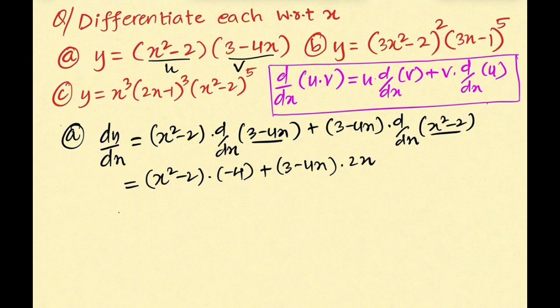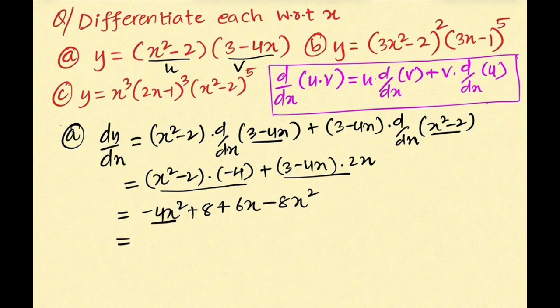So we are done with the differentiation. Now let's simplify a bit. Multiply this 2, that will be minus 4x plus 8, plus now multiply this 2, that is 6x minus 8x square. Now combine these two like terms, which will be minus 12x square plus 6x plus 8. So this is the final answer.